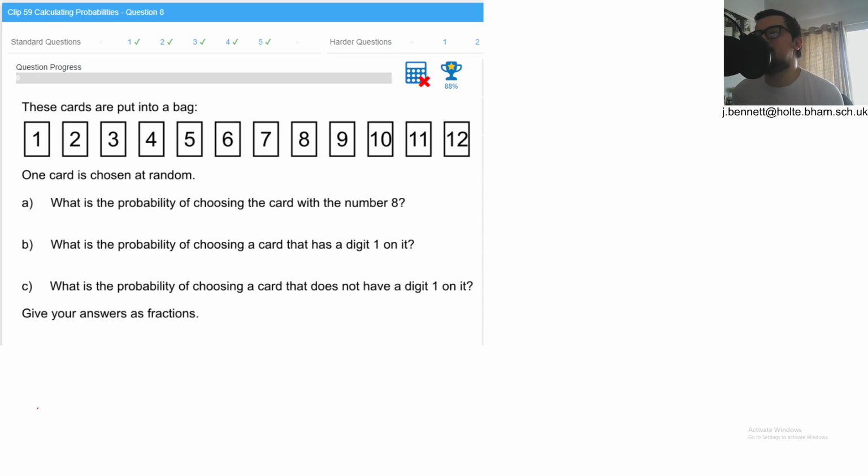These cards are put into a bag, numbers from 1 to 12. A card is chosen at random. What is the probability of choosing a card with the number 8? How many cards have the number 8 on them?